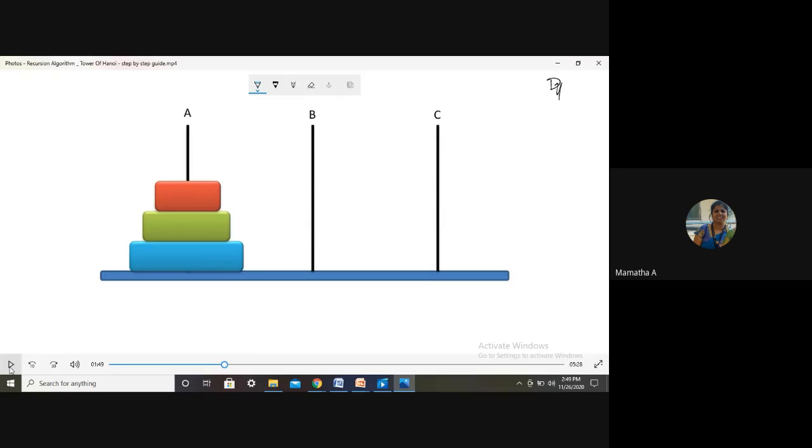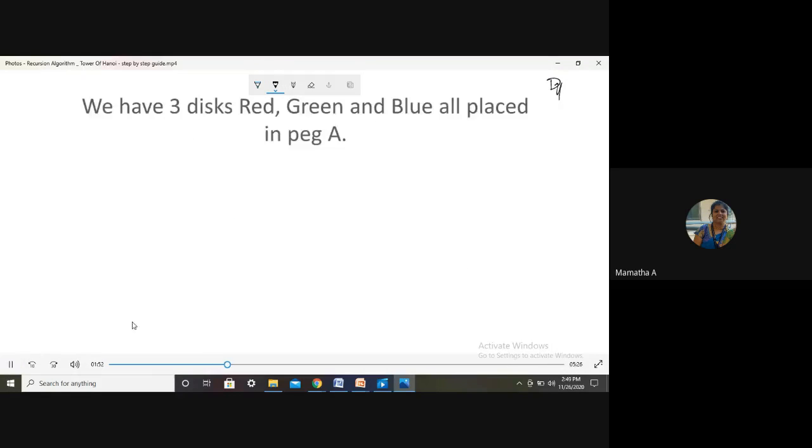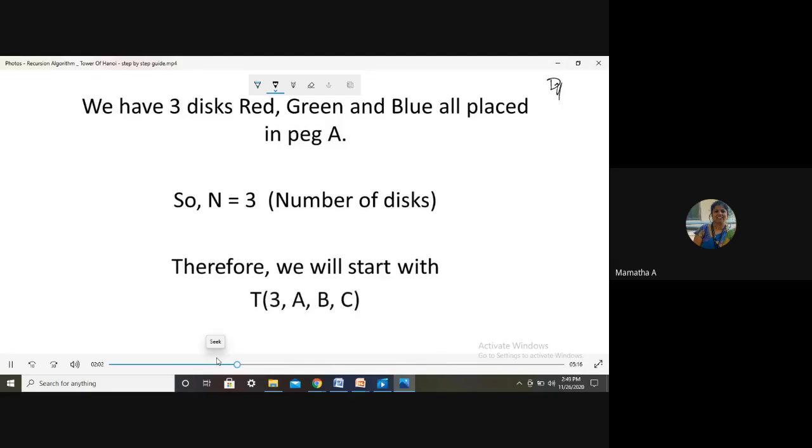Okay, so you can just see this portion, right? Hope it is visible, students. Is it visible? Yes, ma'am. So you can see we now have the number of disks as 3. So what is the initial call? How many disks do I have, students?